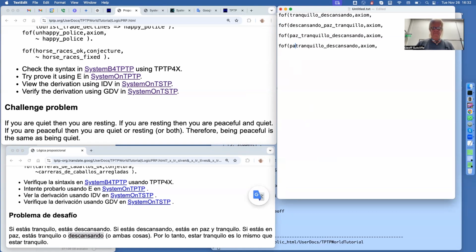This is not translating well. If you are quiet, then you are resting. If you are resting, then you are peaceful and quiet. If you are peaceful, then you are quiet or resting. Therefore, being peaceful does.